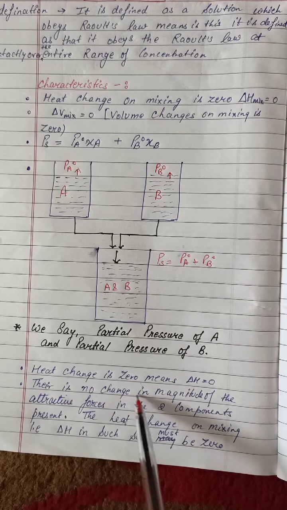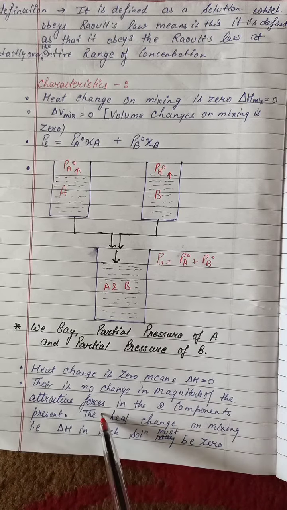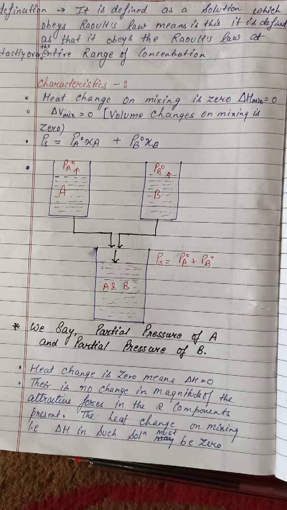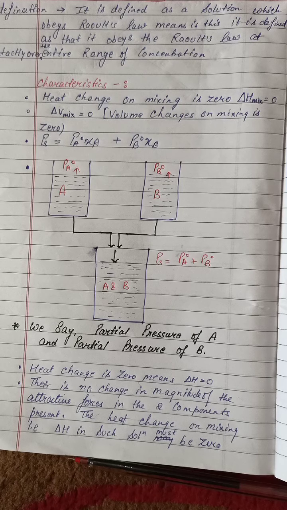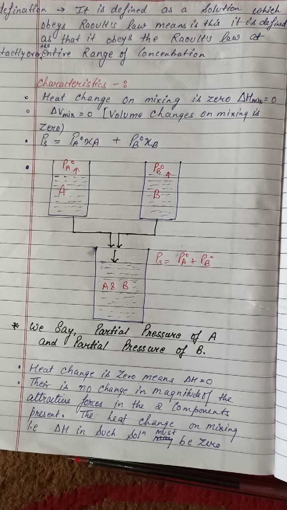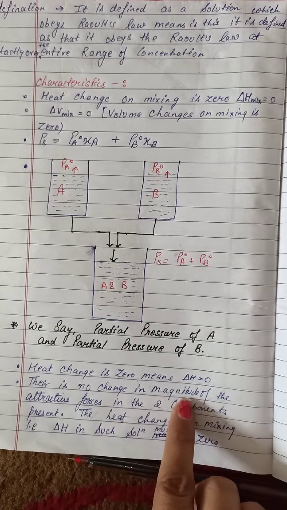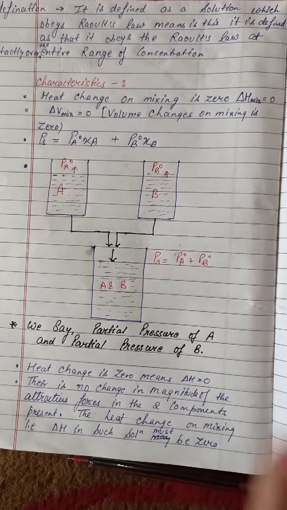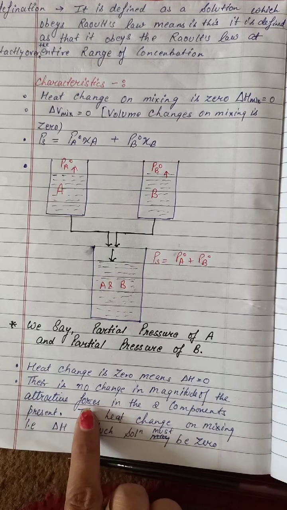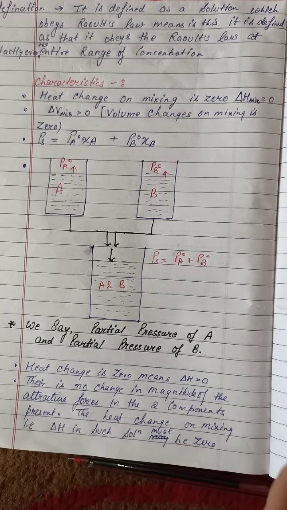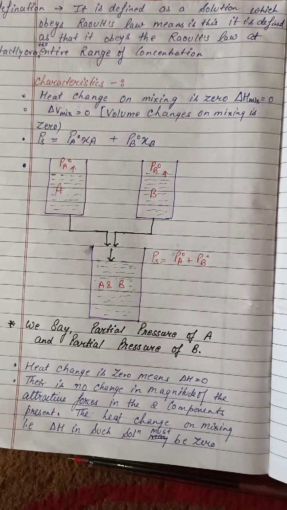Second point, there is no change in magnitude of attractive forces. Now, attractive forces are of many types. One force is called an attractive force. As an example, like a magnet and iron. When iron is close to the magnet, it sticks to it. So here they are saying there is no change in the magnitude as well as no change in the direction of the attractive forces in the two components present. When the components are present, there is no change in the magnitude.